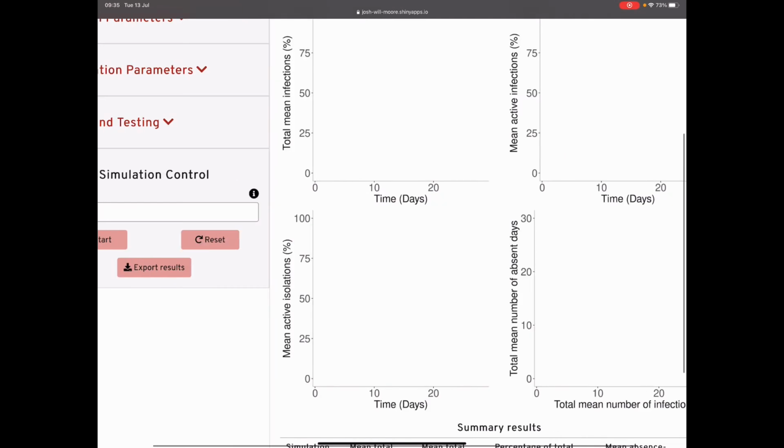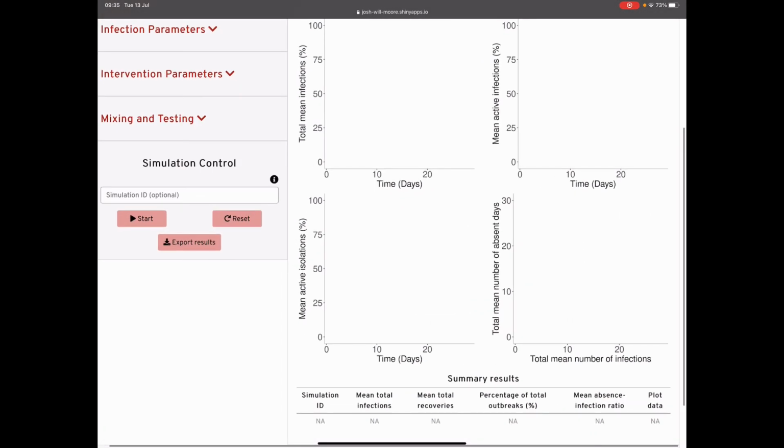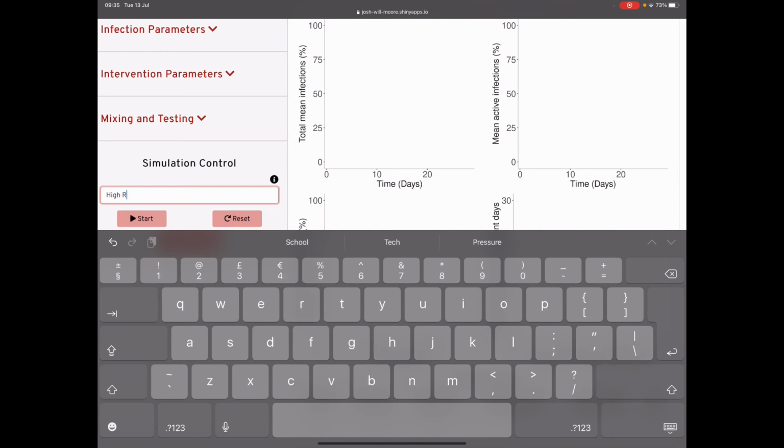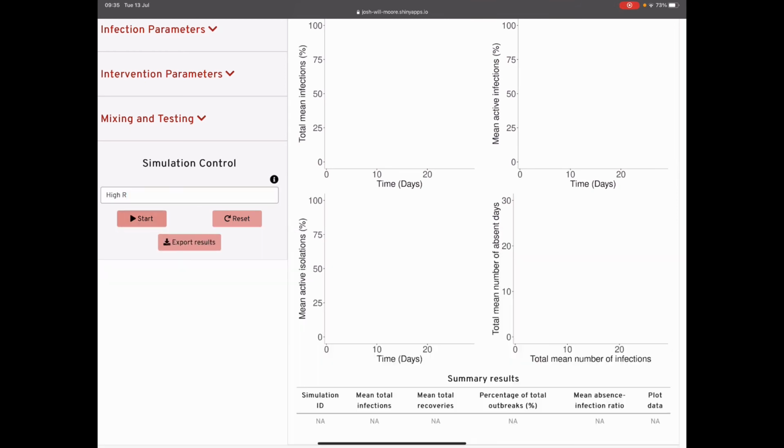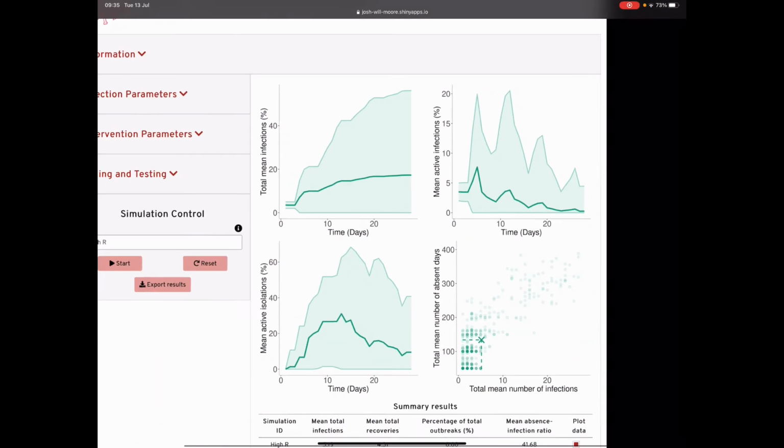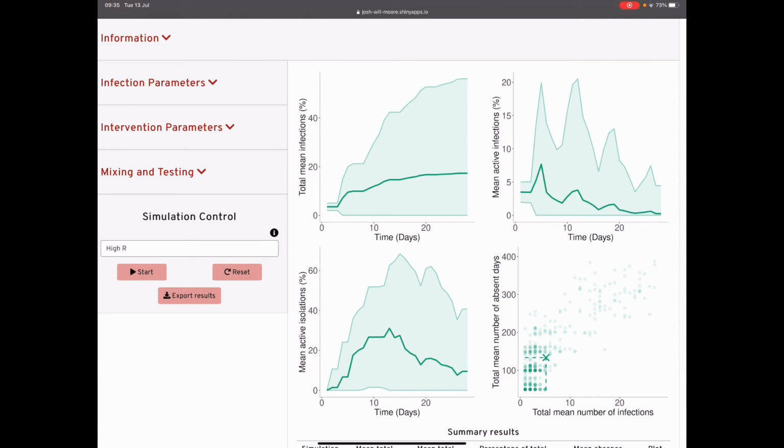And once you've set the simulation up, so high R, you can press start and it will run and update the graphs on the right. We have 4 graphs. Top left is the total mean infections. This tells you how it's a cumulative response of how many in my class, how many people have got infected. The bold line is the mean value. The shading around it shows you the standard error, 95% confidence interval.